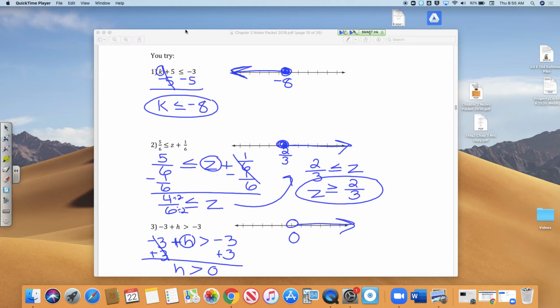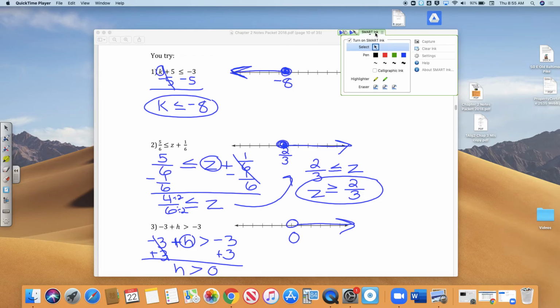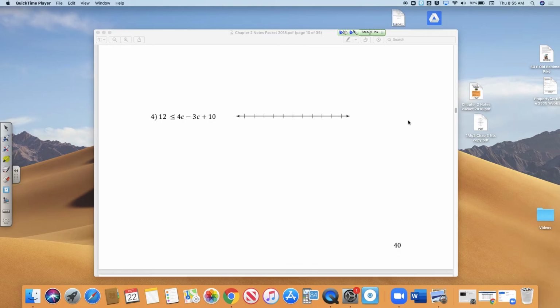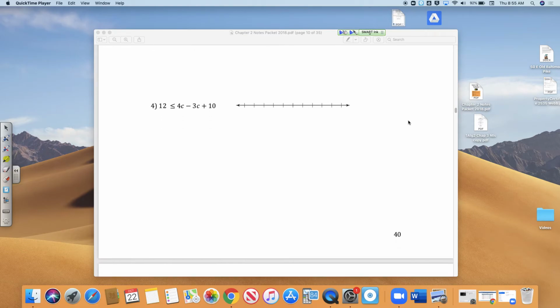And then the last one, number 4, is going to require us to do some simplifying before we can start solving. So in number 4, we have some like terms here. I have 12 is less than or equal to 4c minus 3c. We should combine these together before we do anything. 4c minus 3c is how many c's? 1c. So this simplifies to just be 1c plus 10.